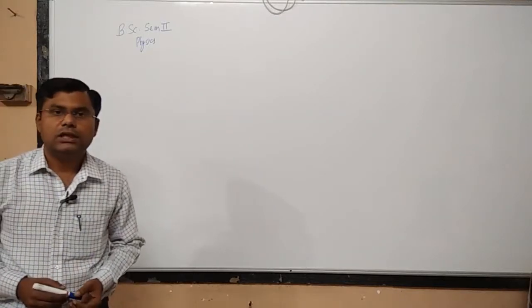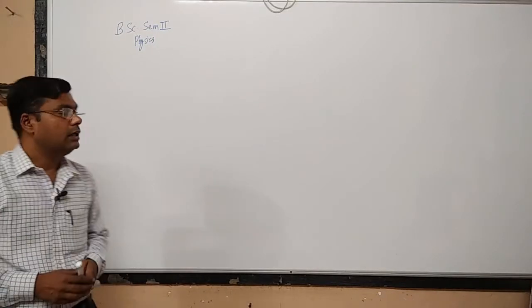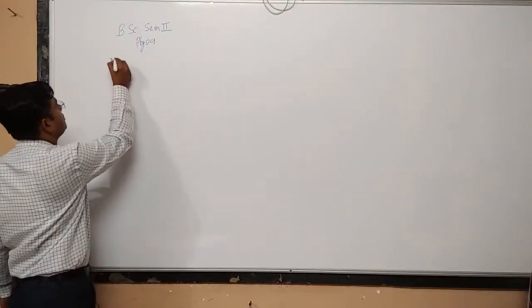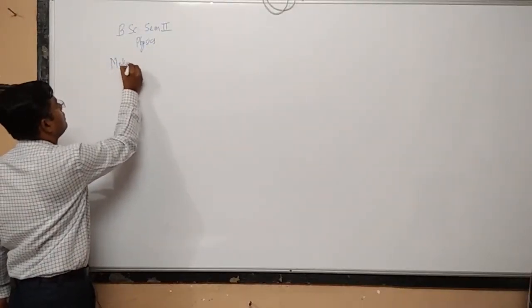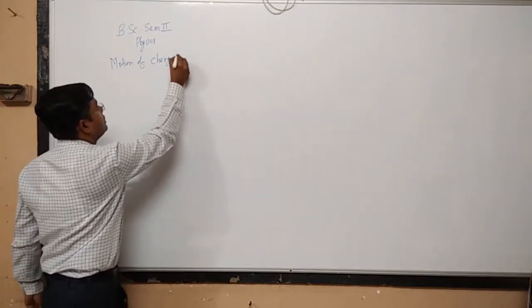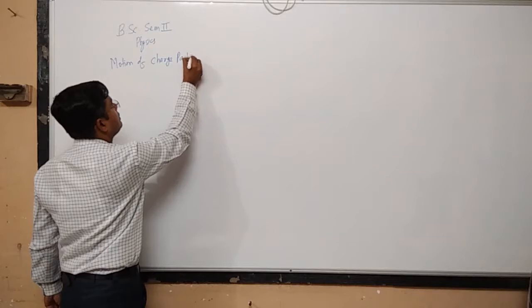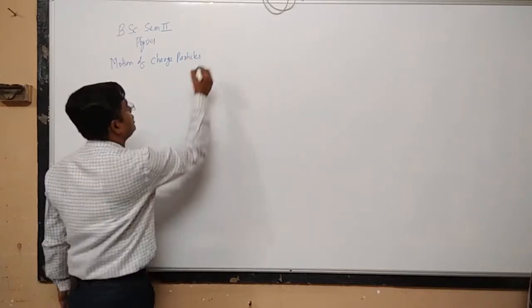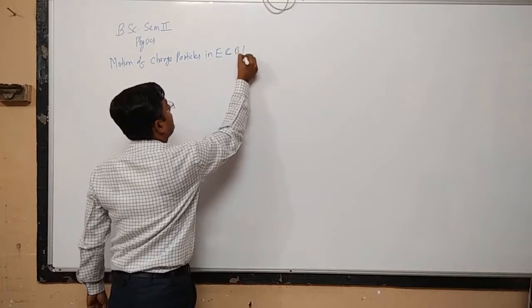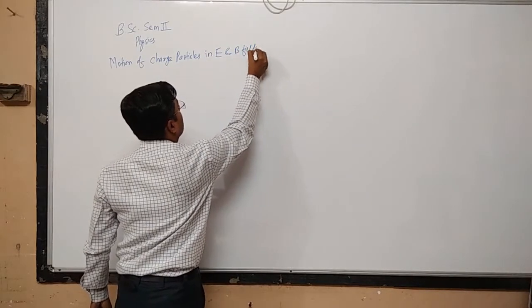Today onwards we shall start unit number 4, and the name of this unit is motion of charged particles. Motion of charged particles in electric and magnetic fields.